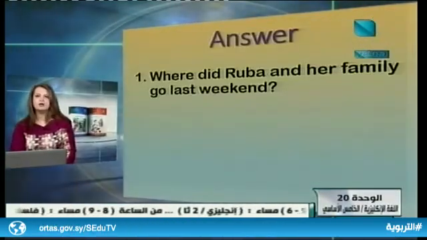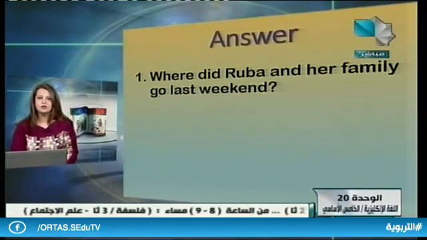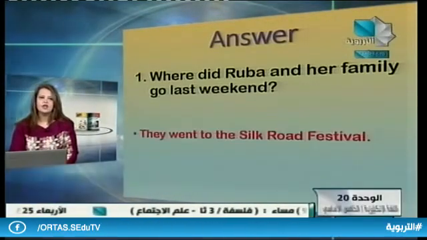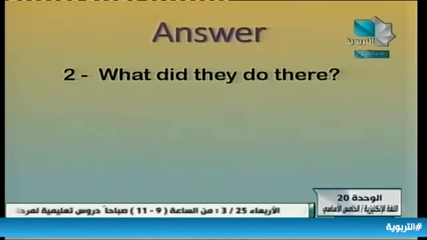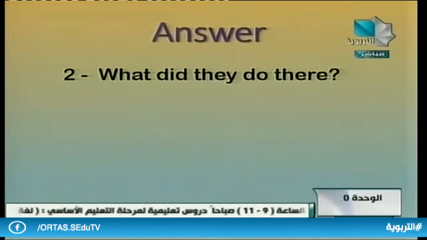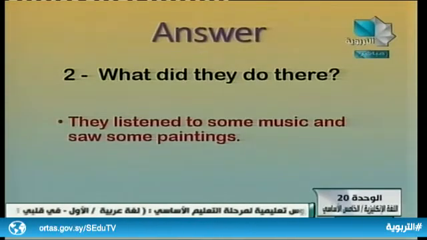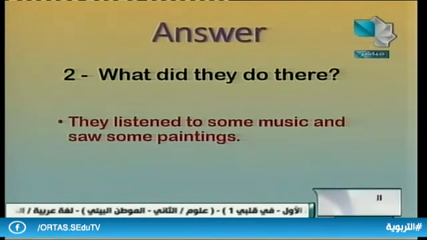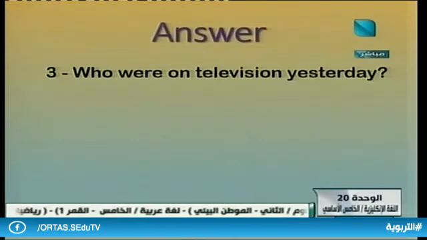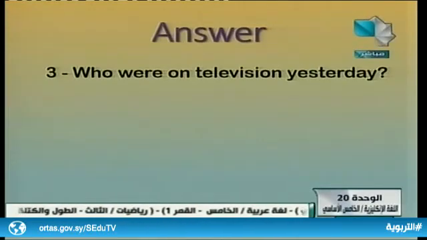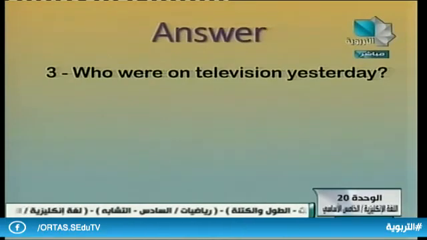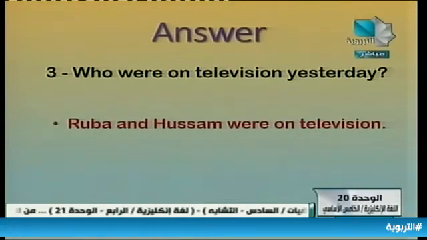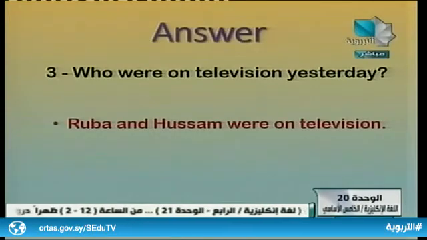Where did Ruba and her family go last weekend? Where did they go? They went to the Silk Road Festival. And what did they do there? They listened to some music and they saw some paintings. Now let's move to question number 3. Who were on television yesterday? Ruba and Hossam were on television yesterday.